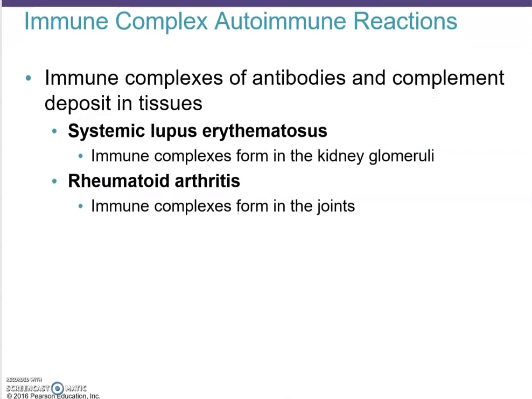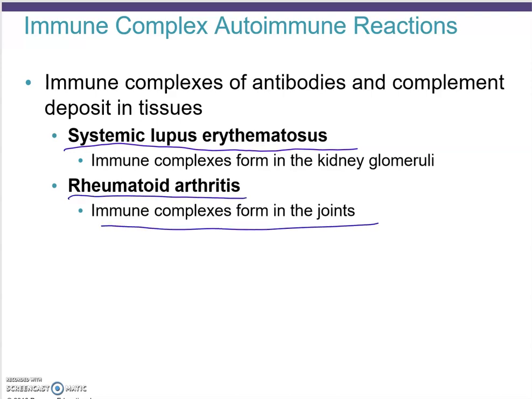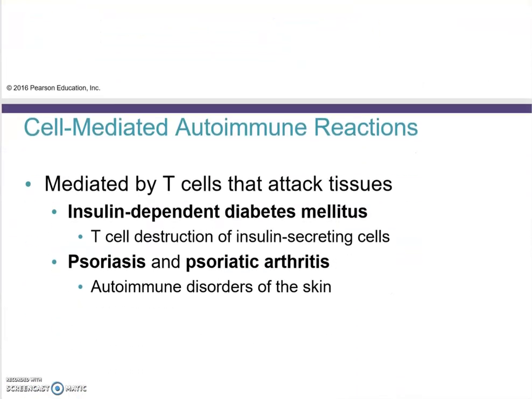Let's move on to immune complex autoimmune reactions. Here we're making immune complexes of antibodies and complement that are then deposited in tissues. And here examples would be systemic lupus erythematosus. There we have immune complexes formed in the kidney glomeruli, for example, or rheumatoid arthritis, another example where the immune complexes form in the joints.